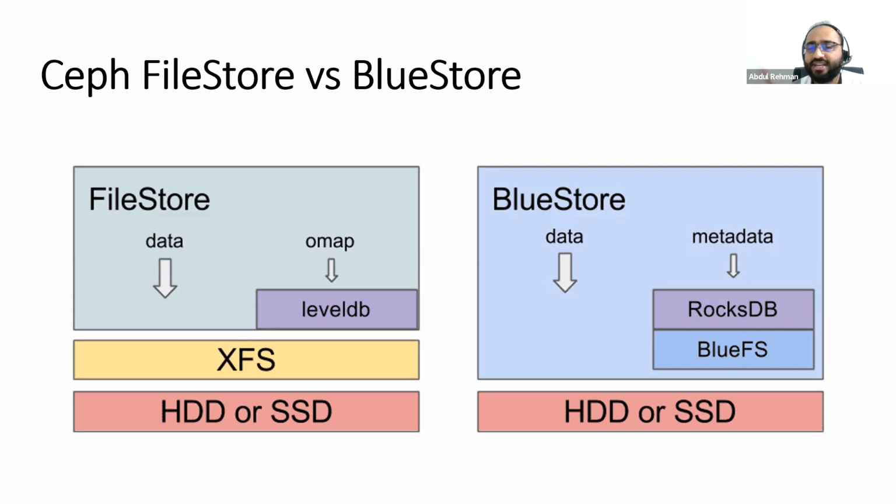So starting with Ceph Luminous, the Ceph backend is changed from FileStore to BlueStore. Any questions till now? Okay, we are good.